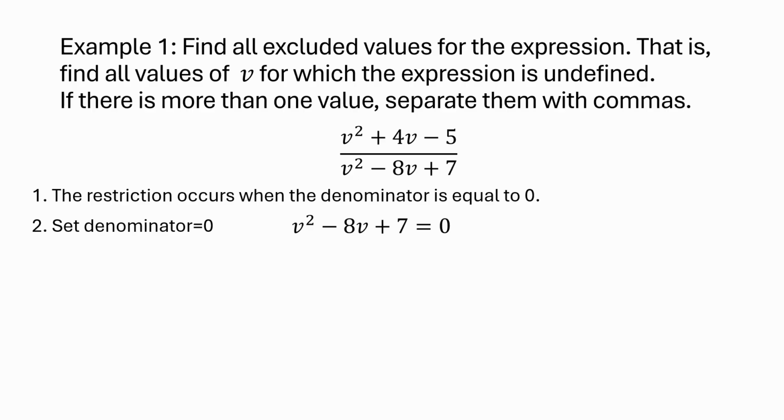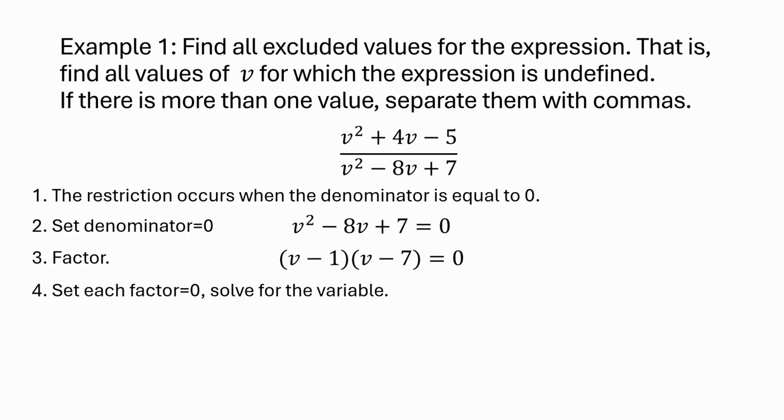To solve for v, I'm going to factor. I'm not showing you how to factor in this video; that's in a separate video. v squared minus 8v plus 7 factors to be v minus 1 and v minus 7, and that's equal to 0. Then we set each factor equal to 0 and solve for the variable. Each of the factors is each of the parentheses.